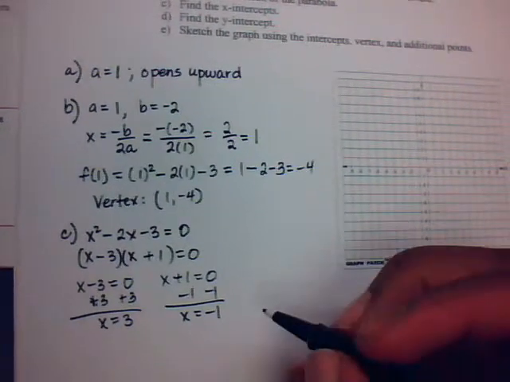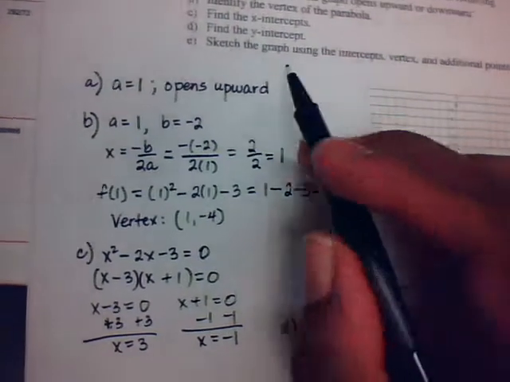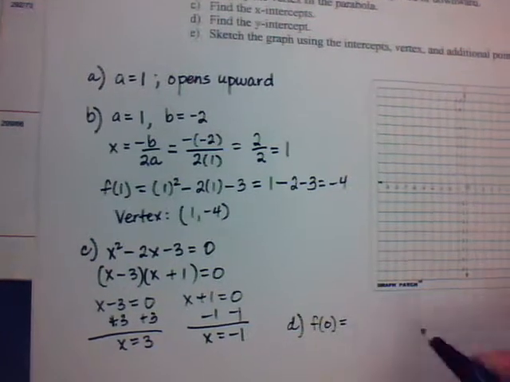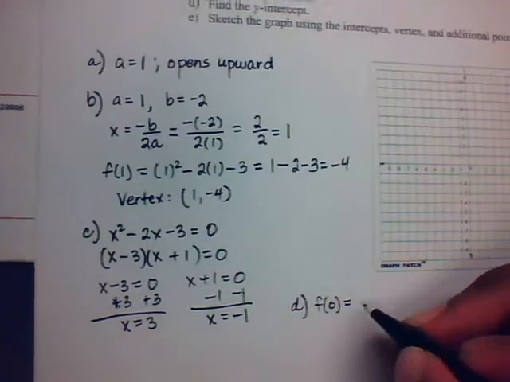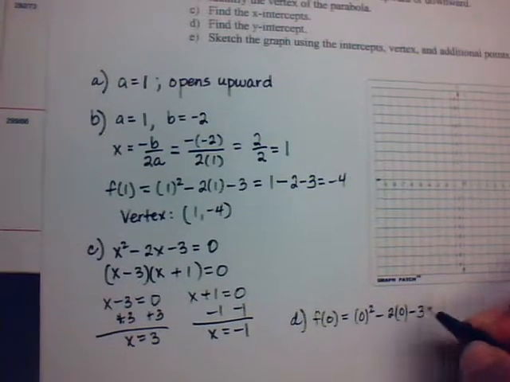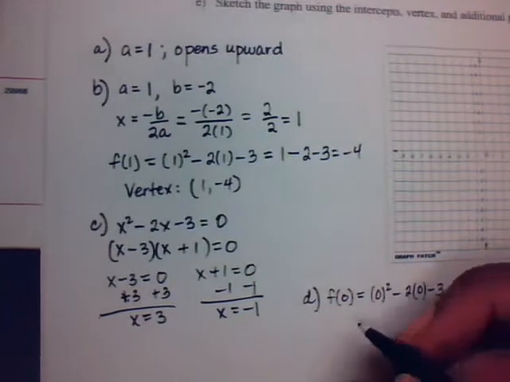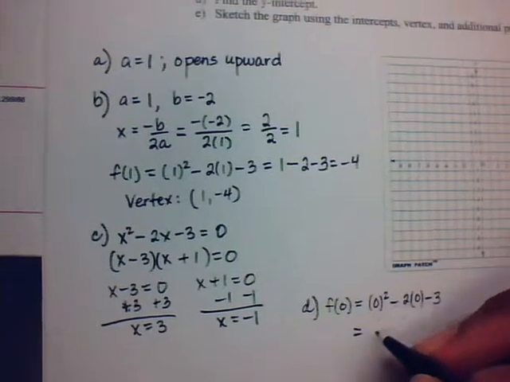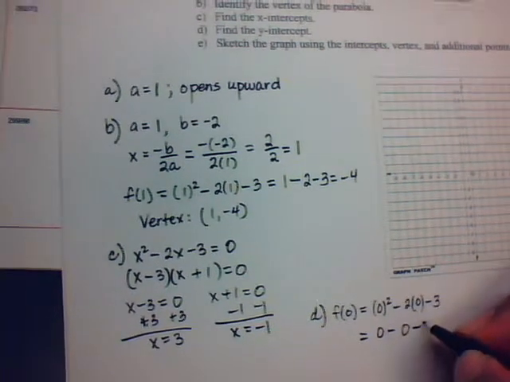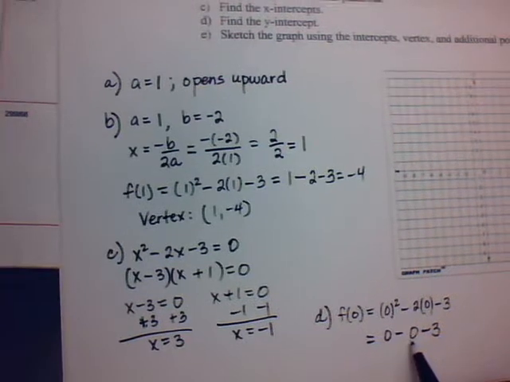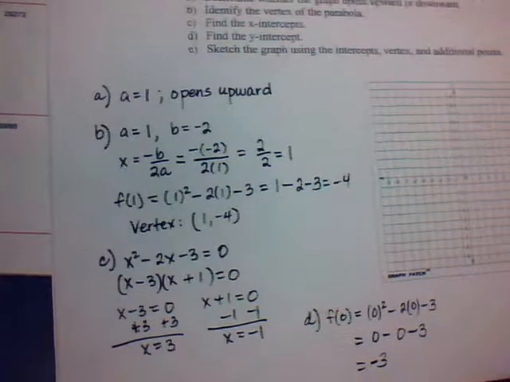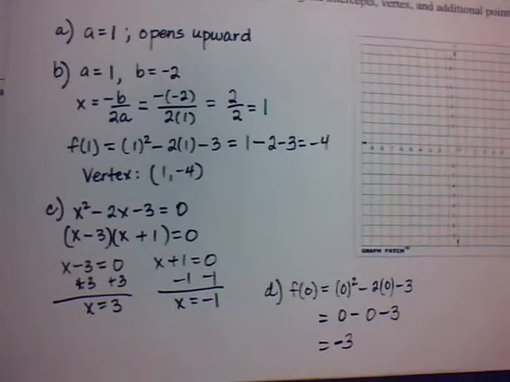Okay, part D is finding the y-intercept. The y-intercept, we let x equal 0. So we'll just evaluate f of 0 by replacing each x with 0. So you have 0 squared minus 2 times 0 minus 3. So in this case here, 0 squared is 0, minus 2 times 0 is 0, minus 3. 0 minus 0 is 0, minus 3 is -3. So the y-intercept is at -3.